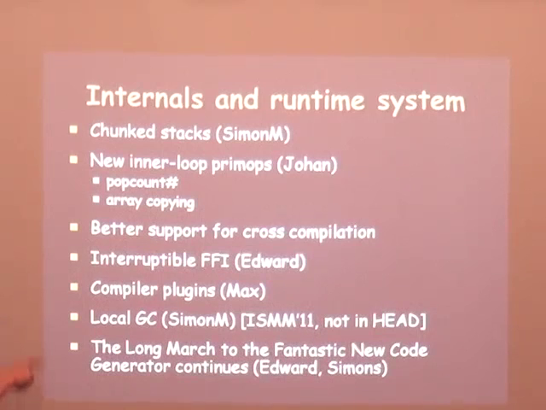Always a good plan. Simon implemented local garbage collection, meaning that each processor in a parallel system could do its own garbage collection without talking to the others, and then occasionally they participate and do global garbage collection together. This was a lot of work. A lot of whiteboard ink was expended on this, and a lot of Simon's brain cells and fingertips were worn out. And sadly, the result was it went a little bit faster, but not enough to justify the extra complexity in the garbage collector, because it was jolly complicated. So in the end, there's a branch that has it, but the main trunk does not. And finally, the long march that we tell you about every year to the glorious new code generation technology continues.